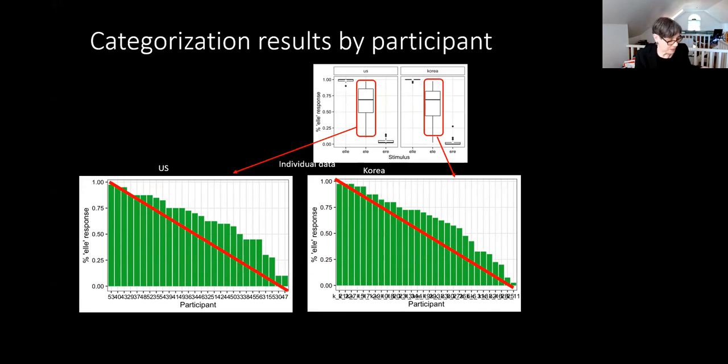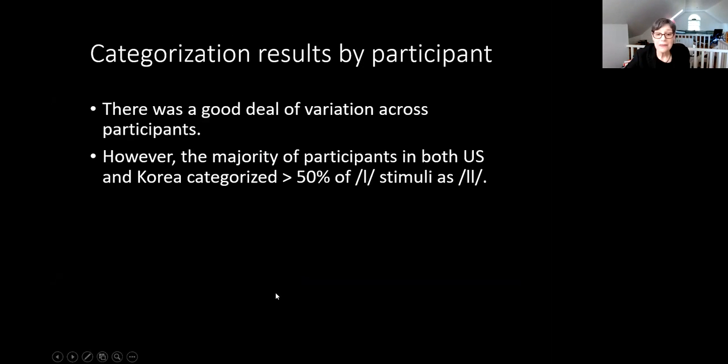If you look at it by participant, sorry, I'm just looking at time here. You can see again a lot of variation. But in general, there was a lot of variation across speakers in terms of whether, for the short L, they responded that it was the geminate L. There are a few weird people down here at the R end, but in general, the majority of participants categorized over 50% of the short L stimuli as geminate L.